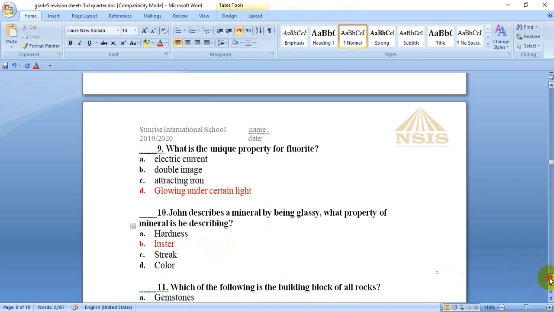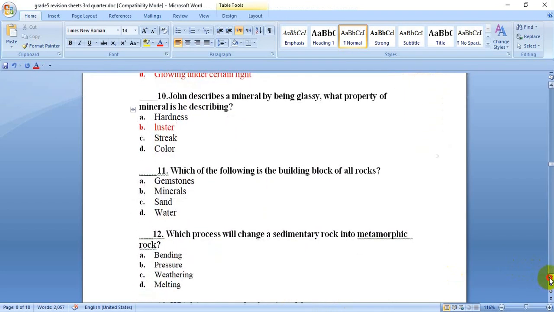Next question, question 11. Which of the following is the building block of all rocks? Rocks are made of gemstones, minerals, sand, or water. The answer for this question will be minerals, B. So rocks are made of minerals.